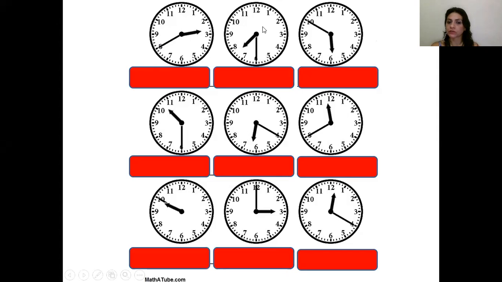Clock number two is very easy. You can say 7:30. This is the one I'm talking about right now. 7:30, or you can say 7:50. Okay, so 7:30, or you say 7:50.